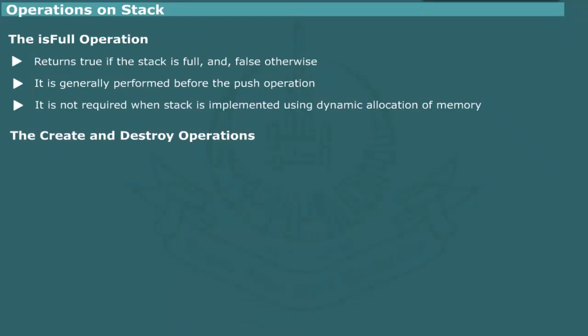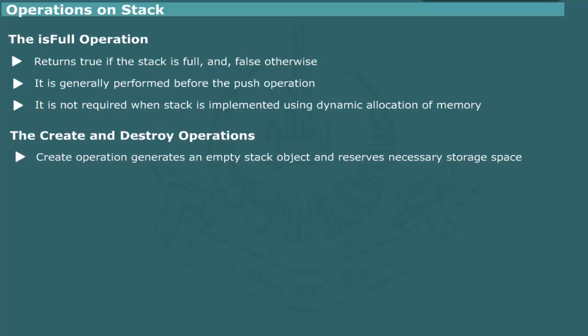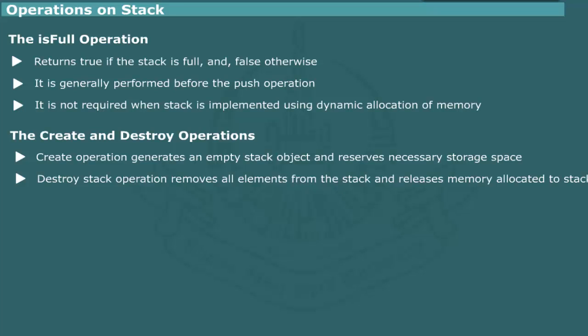In addition to data manipulation operations, all applications invariably need the operations for creation and destruction of stack objects, which are called create stack and destroy stack. The create stack operation creates an empty stack. The operation is normally used at the beginning in any application using stack. The actual implementation determines how the stack is initialized at the time of creation. The destroy stack operation removes all elements from the stack and releases the memory space previously allocated to the stack data structure.